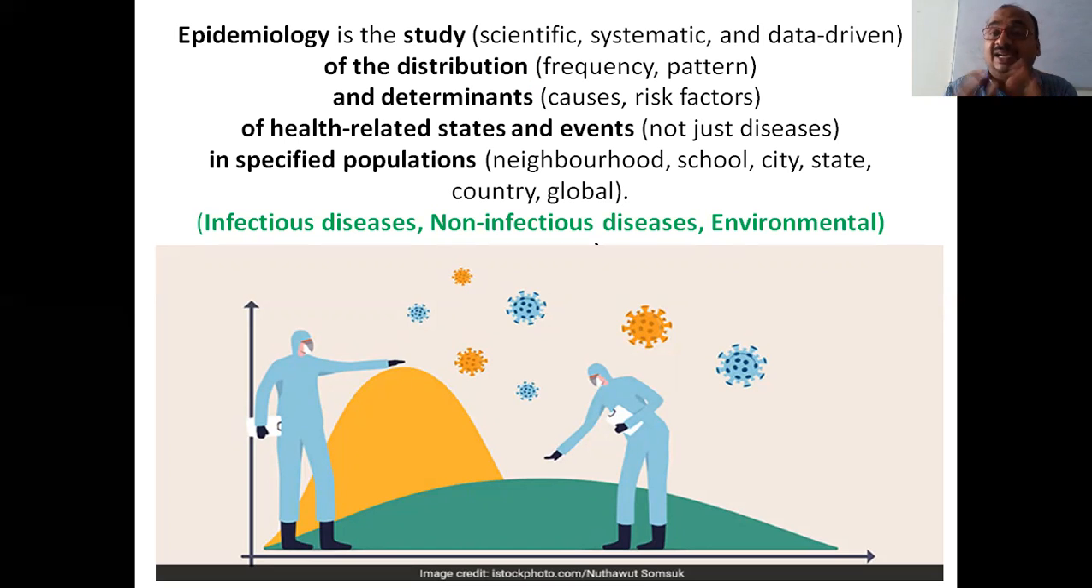study of distribution. For example, say corona. See frequency: how frequently corona is attacking. Whether it comes yearly or monthly, the second wave is coming, the third wave is coming. How frequently it is coming, in which pattern corona is coming. Pattern, disease pattern. So distribution and determinants. Determinants means causes. What are the causes of corona? What are the risk factors of corona?